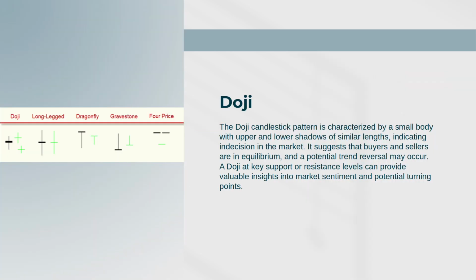Doji. The doji candlestick pattern is characterized by a small body, with upper and lower shadows of similar lengths, indicating indecision in the market. It suggests that buyers and sellers are in equilibrium, and a potential trend reversal may occur. A doji, at key support or resistance levels, can provide valuable insights into market sentiment and potential turning points.